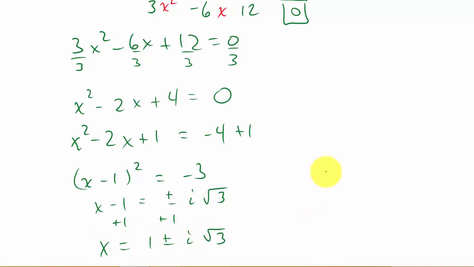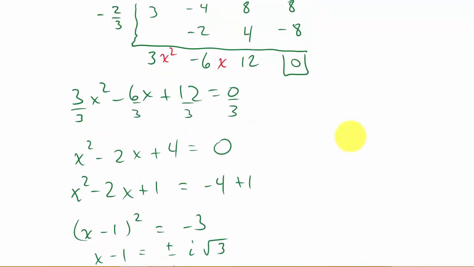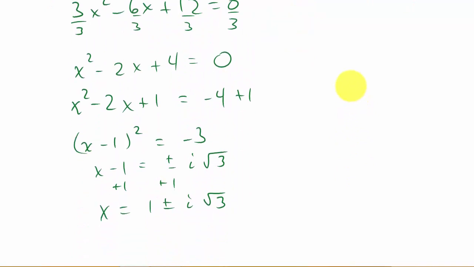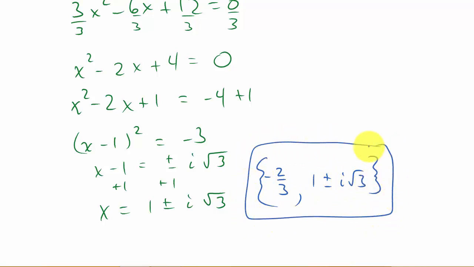Alright, so our solutions here, we've got the negative 2/3 and the 1 plus or minus i square root of 3. So that would be our zeros. Okay. Alright, so I hope this helped.